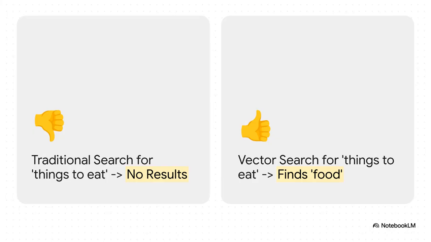And this slide just shows you the difference in a nutshell. A traditional search for something like kongkin, or things to eat, fails because it doesn't understand that it means ahan, or food. But a vector search? Oh, it totally gets it. It understands the context, the semantic meaning, and serves up the right result. This is the huge leap we're talking about.